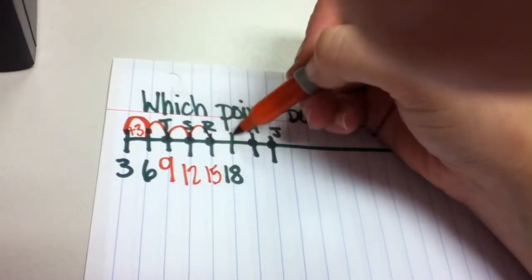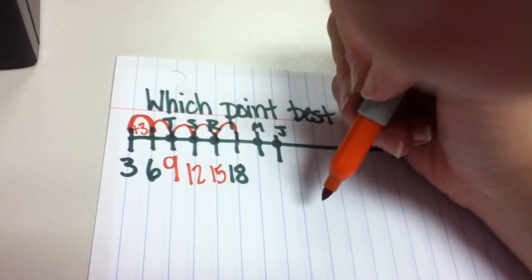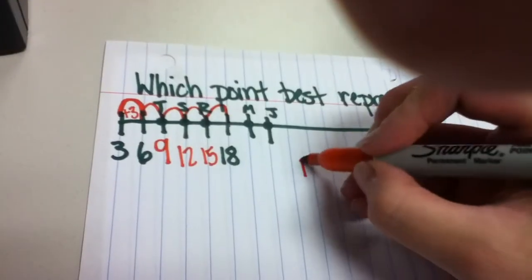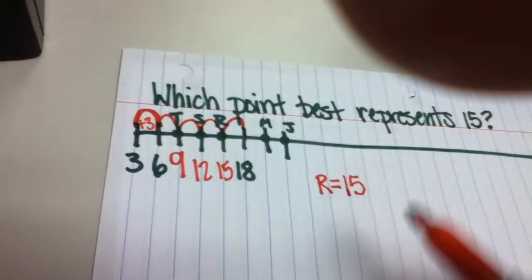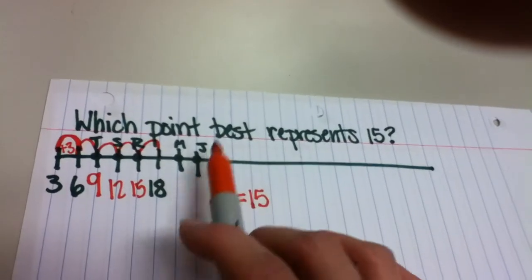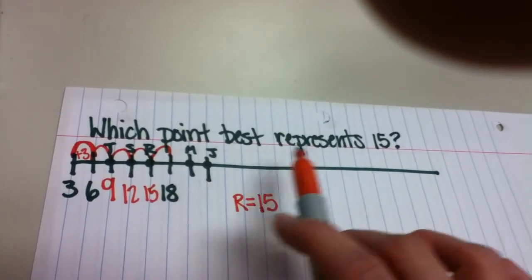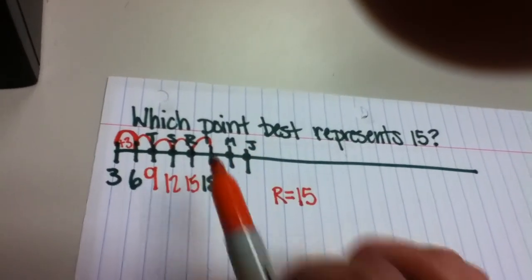And then I'm going to check just to make sure. If I've done it correctly, then this should in fact be 18, and it is. So then I know that point R represents 15. And it's good for kiddos to realize that points M and J are unreasonable, because if it says which one represents 15, 15 cannot be after 18.